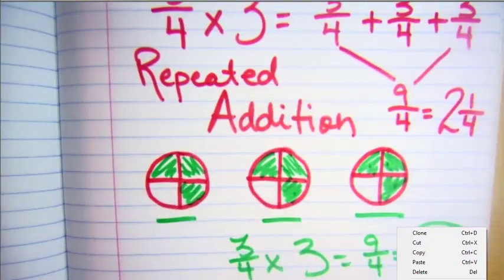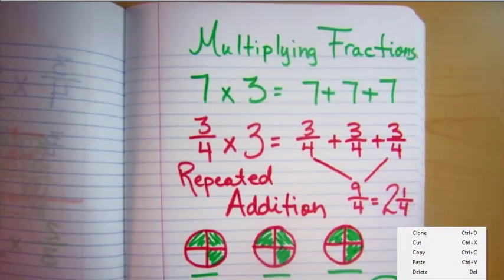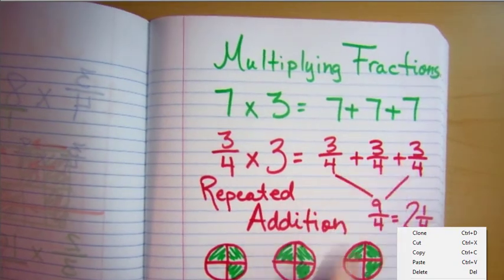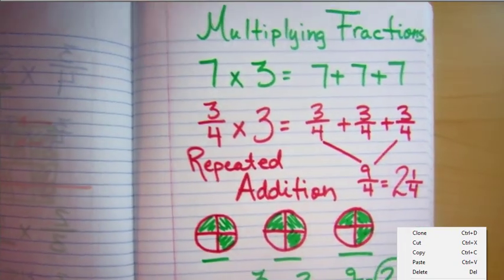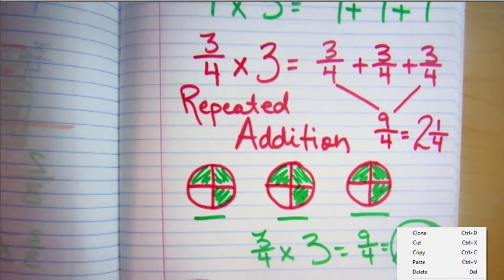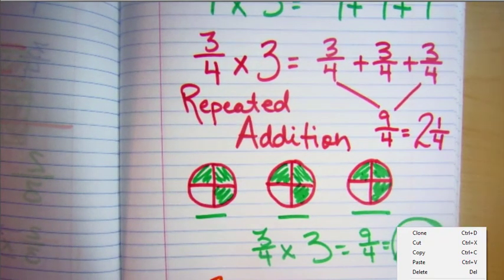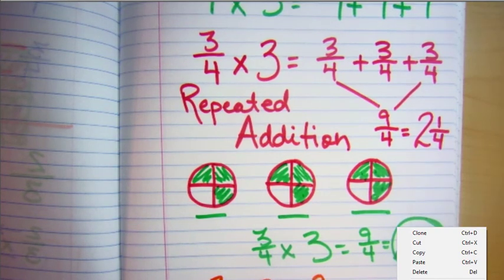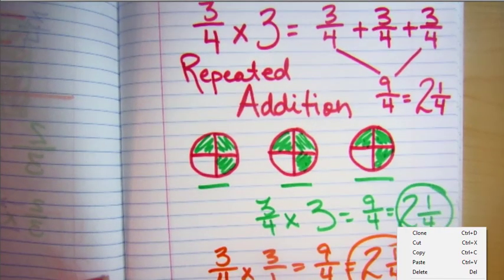Just remember when you're doing multiplication of fractions, you can even do repeated addition and add up all the pieces. It's just a little bit slower than going ahead and changing it into a fraction and multiplying. I can get it this way. I can draw a model. I can do repeated addition. There's multiple ways to do this problem.